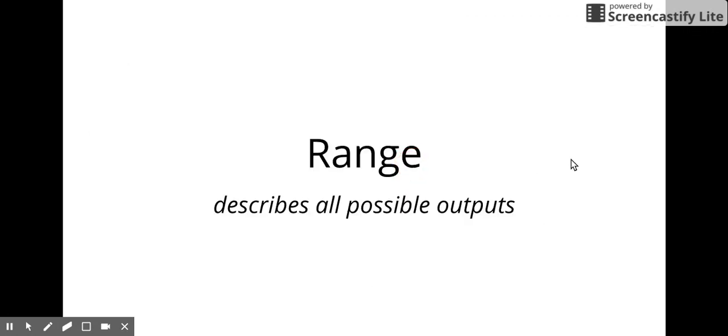And again, range is describing all your possible outputs. Make sure that when you're writing the inequality that the y is in the middle because we're describing all the possible y values that you can have for your graph.